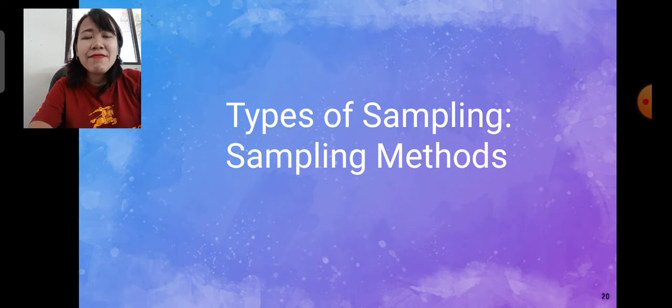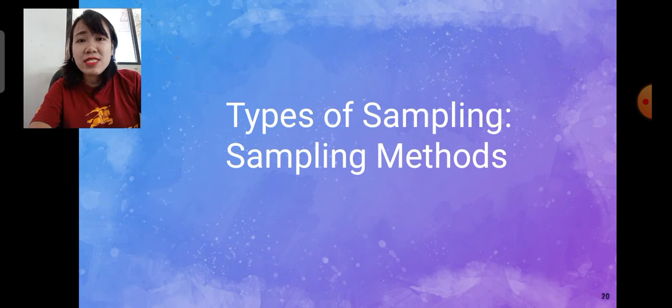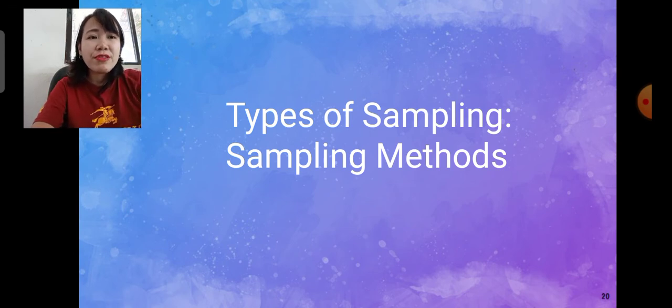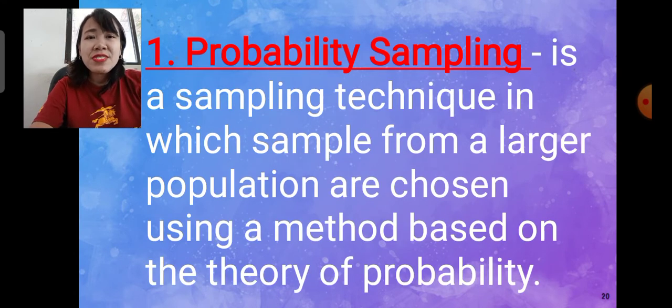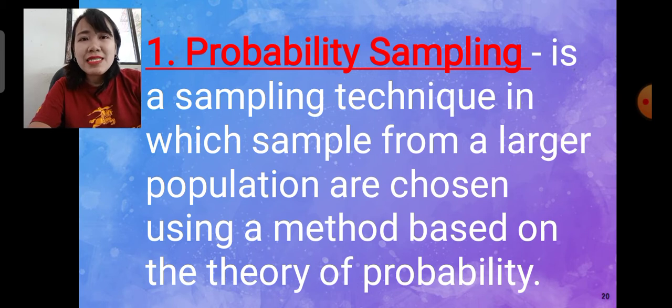So, we have two types of sampling. Sampling methods ang tawag sa kanila. So, what are those? First is the probability sampling. The next one is the non-probability. Pero, here, sa probability sampling, meron siyang different kinds of sampling na pwede ninyong gamitin in your research study.